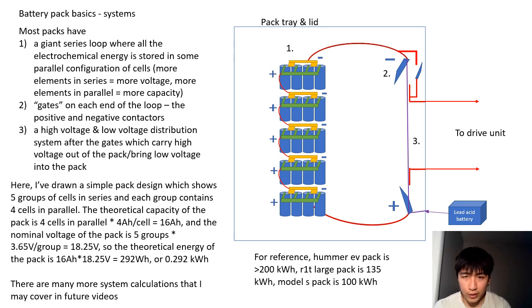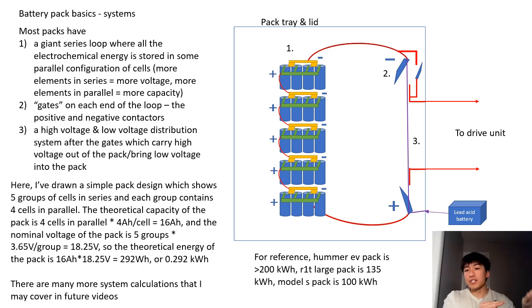So I wanted to go over this to educate anybody who might have questions about battery pack design. I made this image right here, which is showing a very simplified view of a pack design. What you'll see there is number one, a giant loop where all the electrochemical energy is stored. It's stored in some configuration of series and parallel of cells. If you have more cell groups in series, you add the voltage of those cells. And if you have more cells in parallel, you add together the capacity of those cells.